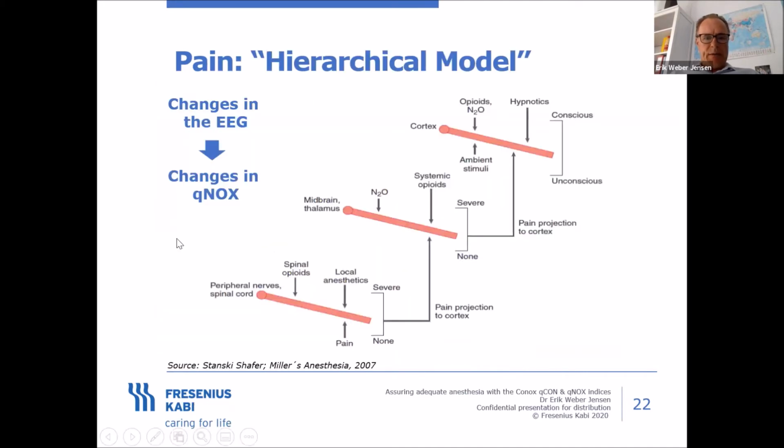And this is also described here in this hierarchical model, where we follow the signal, the stimulus, from the peripheral nerve, spinal cord, up to midbrain, thalamus. If the signal reaches cortex, well, then there will be changes in the EEG and subsequently changes in the qNOX index.